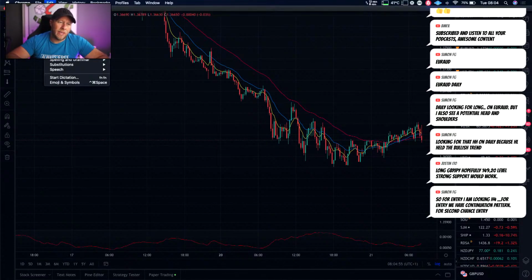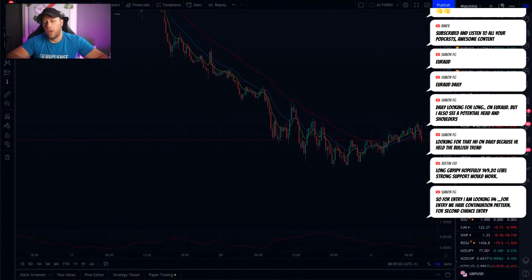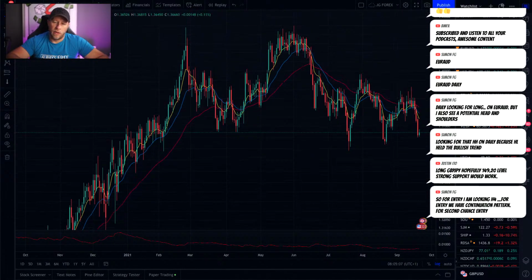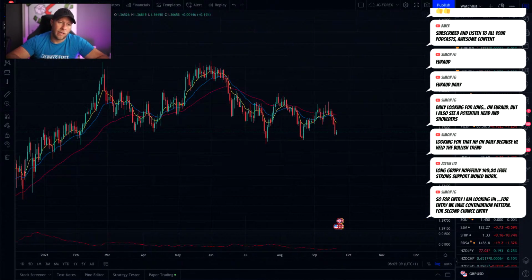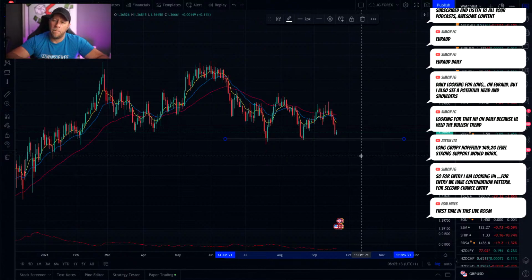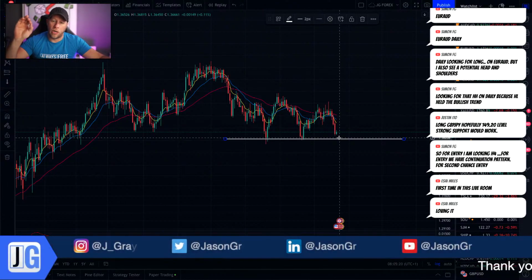So let's go out to the daily. Daily time frame, pound dollar. As you can see, it's very, very similar to the pound yen. Not as attractive in terms of that test of support. We haven't quite tested that yet. If we do, this is a perfect example of where I'd be looking for a structure-based long.